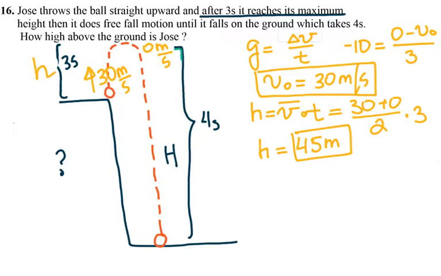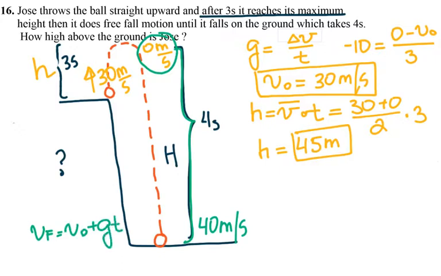Then I'm going to look at the second part, this one. It starts at 0 meters per second, and in 4 seconds, the final velocity is going to be 40 meters per second, because each second you add 10 meters per second. So you start with 0, and then in 1 second it's 10, in 2 seconds it's 20, 3 seconds 30, 4 seconds 40. But I'm going to use the formula. It's initial velocity plus the acceleration times the time. So the final velocity is equal to initial plus acceleration times 4 seconds, gives me 40 meters per second.